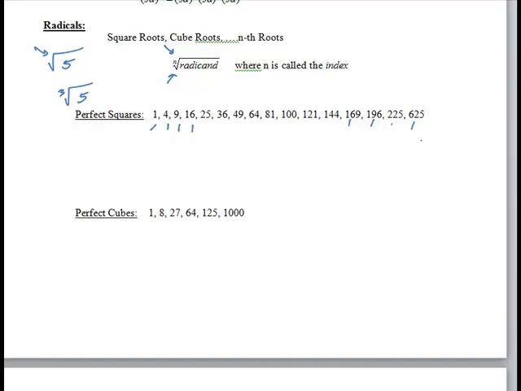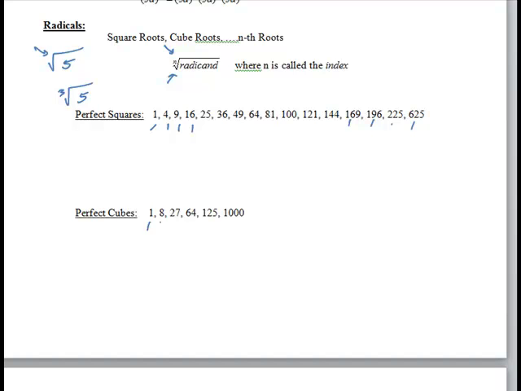Same thing as perfect cubes. Perfect cubes, numbers that you can take the cube root of, and it works out to be a whole number or an integer. Now these obviously you get larger a lot quicker since you're multiplying 3 numbers together, and they're not as common as perfect squares. So there's not as many of them that you really need to know, but once again you can see any perfect cube other than what's on this list.